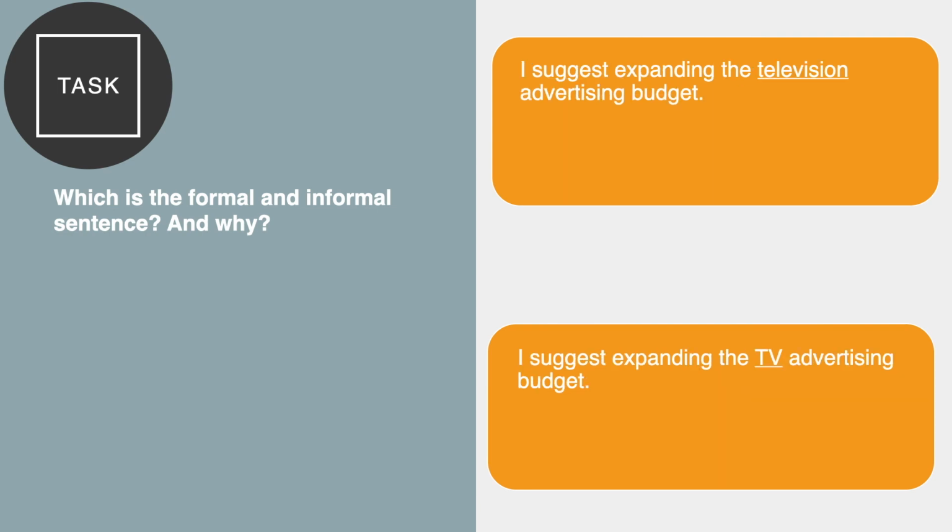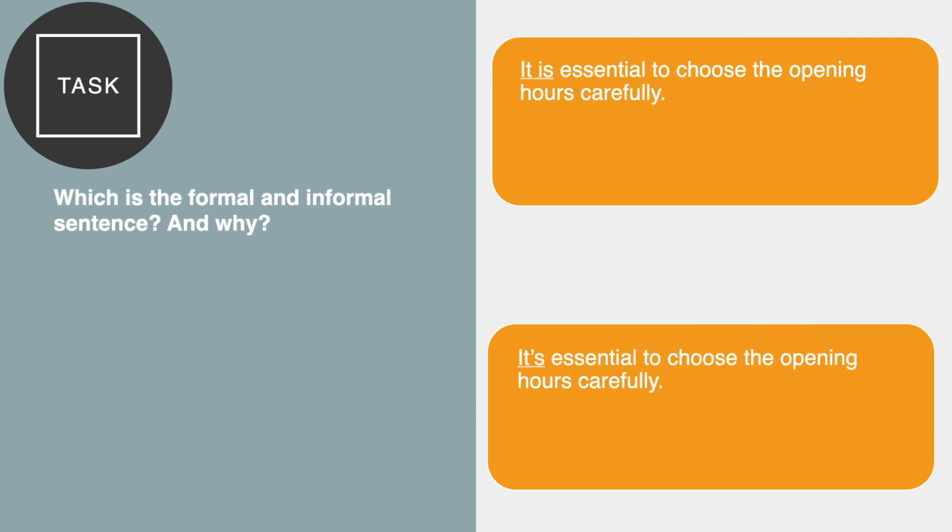The next one. Which is the formal and informal sentence, and why? Pause the video and press play when you're ready to continue. So, the first sentence is formal. This is due to the fact that there are no abbreviations. However, the second sentence is informal. This uses an abbreviation. Next, which is the formal and informal sentence and why? Pause the video and press play when you're ready to review.